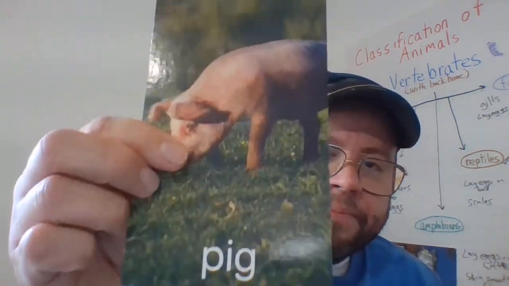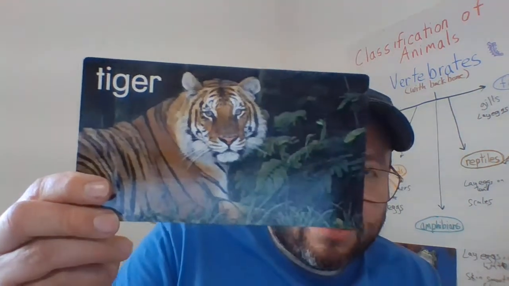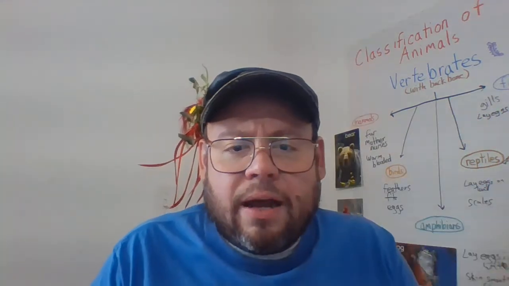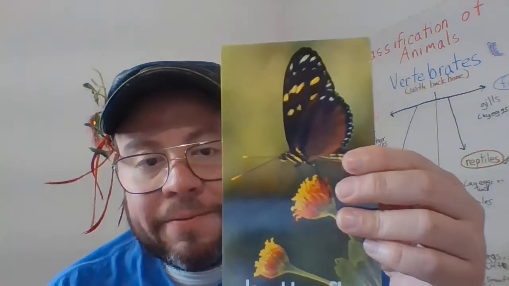Real quick. Pig, what do you think? Mammals. How about a tiger? Also a mammal. You see it has fur? Some of you might think, pigs don't have fur, but look closely. See that? Some hairy piggies out there. Mouse, mammal too. Dragonfly. Do you think it has a vertebrate? It's an insect. Butterfly, insect.